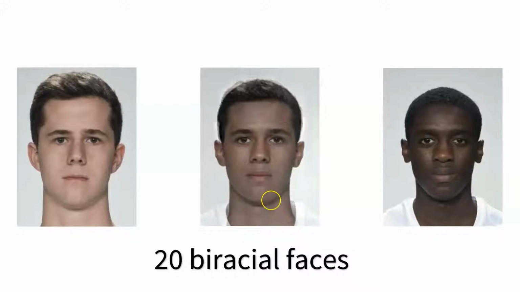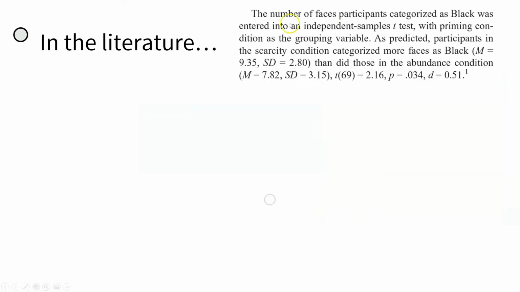But in fact, what happened in this study, if you read the results section, was the number of faces that participants categorized as black was entered into an independent samples t-test with priming condition as the grouping variable. Remember, the priming condition was whether they saw the slides with abundance or scarcity. And then it says, as predicted, participants in the scarcity condition categorized more faces as black. They list here a mean and a standard deviation of the number of faces than did those in the abundance condition, and again a mean and a standard deviation.